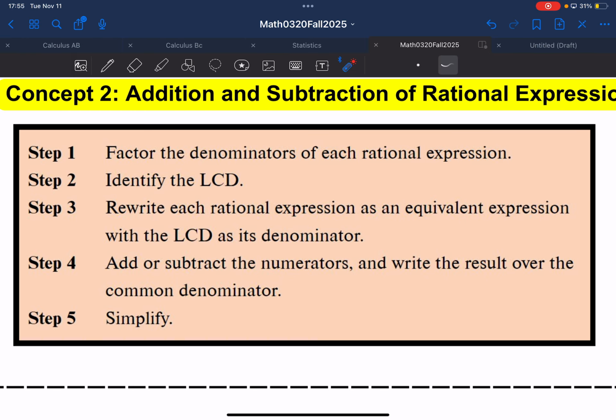Step 1: factor the denominators and identify the LCD, which is the least common denominator. So it's the same thing we did with the fractions in the first part. Rewrite each expression with equivalent denominators, and then finally add or subtract the numerators and simplify if you can. So it's the same steps we followed when we add or subtract two fractions.